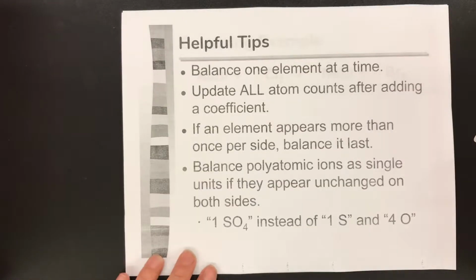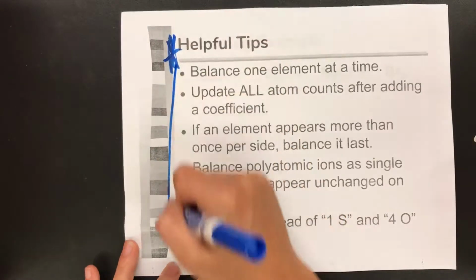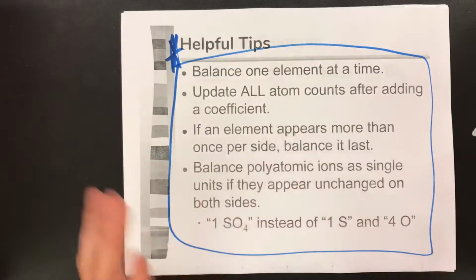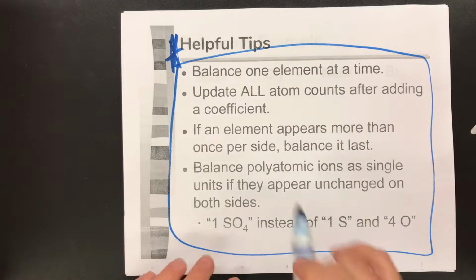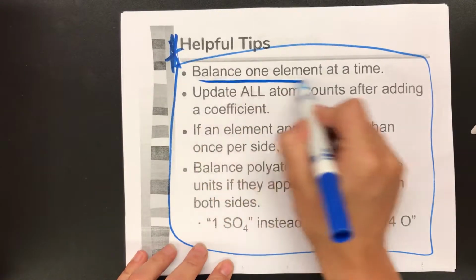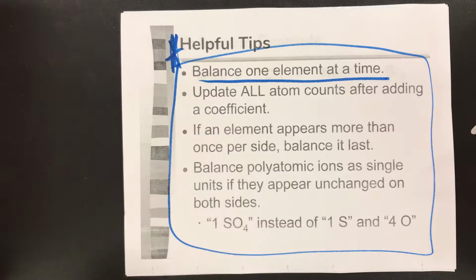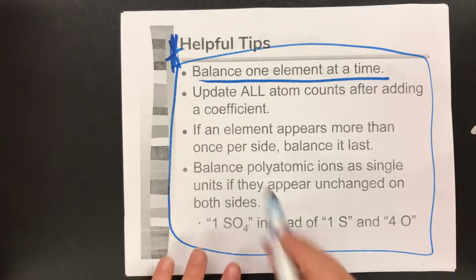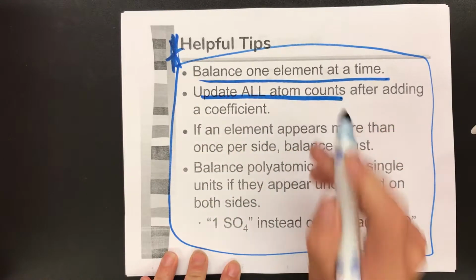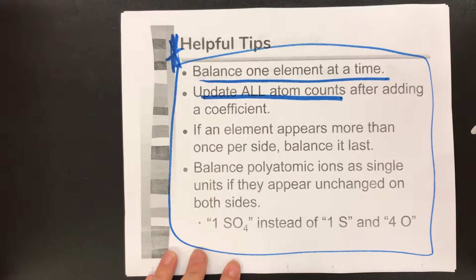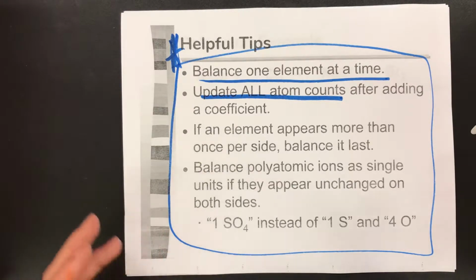Now, this slide is important. You don't have to write it all down, just the key things that I have here. So first off, balance one element at a time. Don't try to balance hydrogen and oxygen, all of them at the same time, okay? You do one at a time. Look at them step by step. Update all atom counts every time you add a coefficient. So every time you add a number, recount. Most common mistake is to put numbers and keep on moving and forget about what just happened.